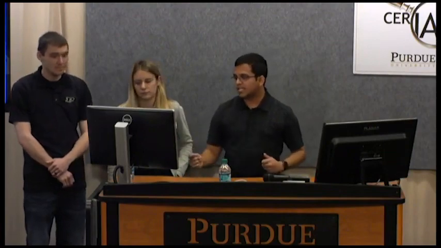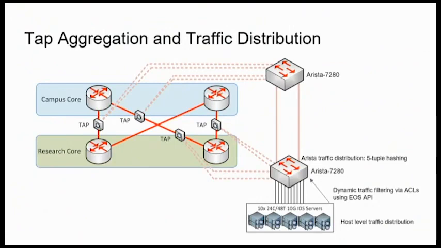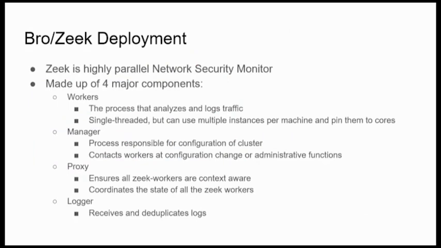And at the bottom, as you can see, from the Aristas, the traffic is getting distributed to a Zeek cluster. There are about 10 servers in there, and we'll talk more about that as we go along. So when we're talking about the cluster down there, the cluster runs the core of the system, which is called Zeek. As I mentioned earlier, it's a highly parallel network security monitor.